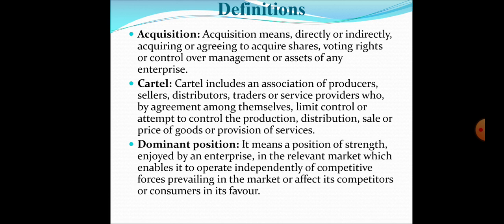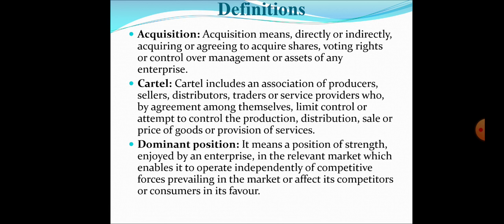And cartel includes an association of producers, sellers, distributors, traders, or service providers who, by agreeing among themselves, limit, control, or attempt to control the production. So, for example, by introducing some offers, you try to attract the customers. Looking at you, your competitor may also follow the same, and in case of an increase in price of that product, the competitor may not like to increase the price. This kind of tendency we call a cartel.